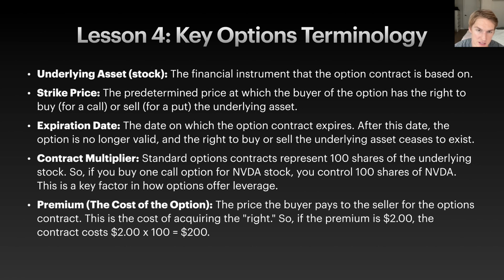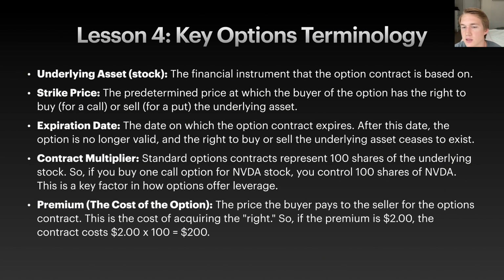Contract multiplier. A standard options contract represents 100 shares of the underlying stock. So if you buy one call option for NVIDIA stock, you control 100 shares of NVIDIA. This is a key factor in how options offer leverage. So it gives you a lot of leverage, which means you can make a lot more than just buying the actual share price. Or you can lose a lot more.